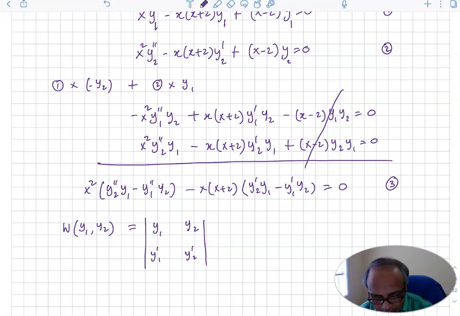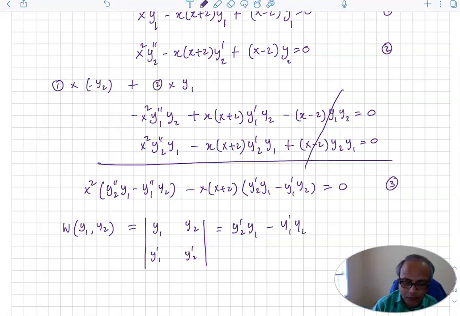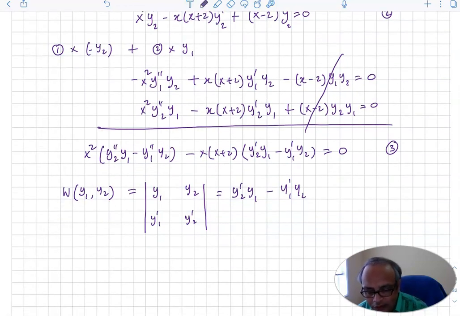So then calculate the derivative. So you get y prime 2 y1 minus y prime 1 y2. And you see, in equation 3, the last term is nothing but the Wronskian, so you can replace this term with W. Now let's see what this other term is. I don't know what it is, so I'm going to check whether it is a derivative of the Wronskian or not.